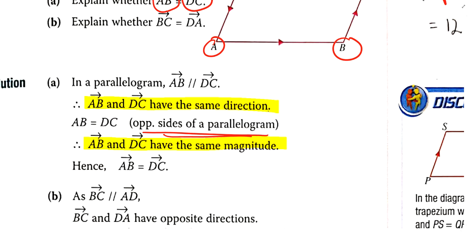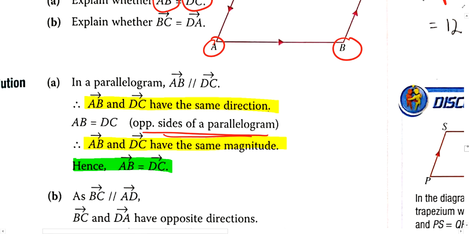Okay, and then the final conclusion is that hence AB equals DC. Magnitude is the length. In this case, we take it as the length. Alright?